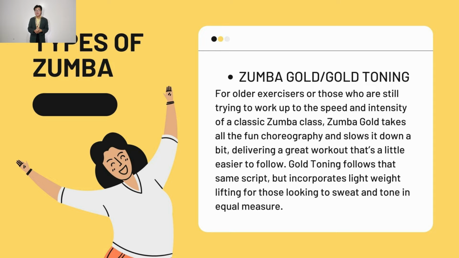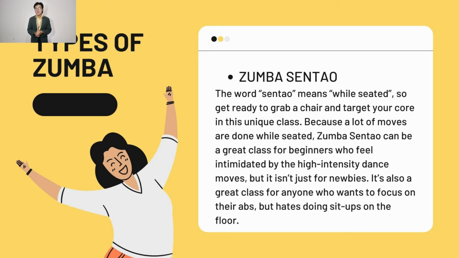So, ang Zumba Gold or the Gold Toning is intertwined by a Zumba class. Kasi nga, yung Zumba class is a high intensity. But etong Zumba Gold is more on slow speed and low intensity lang. Kasi dito, ang mga nakikilahok dito ay karaniwan ay ang mga older exercisers, especially sa mga older exerciser.